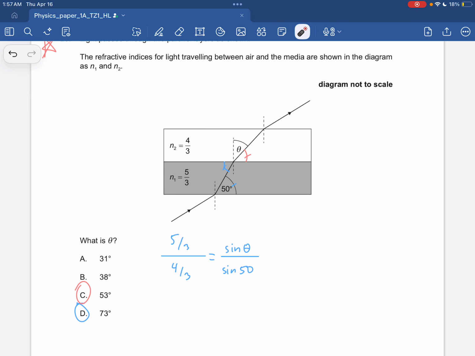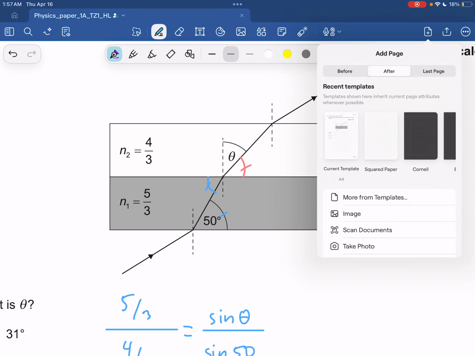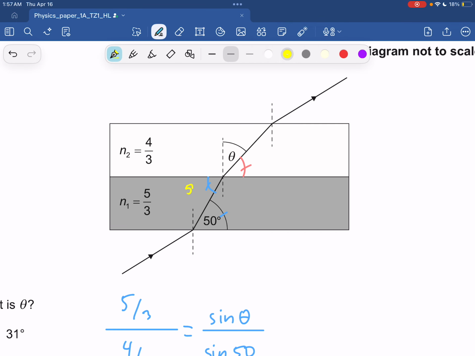So you set up, yes, that's right. If this angle is 50, then this angle is 50 as well. But the angle here should be what? 90 degrees minus 50 degrees, which is 40, right? Okay. And then you have this theta here and some angle here.